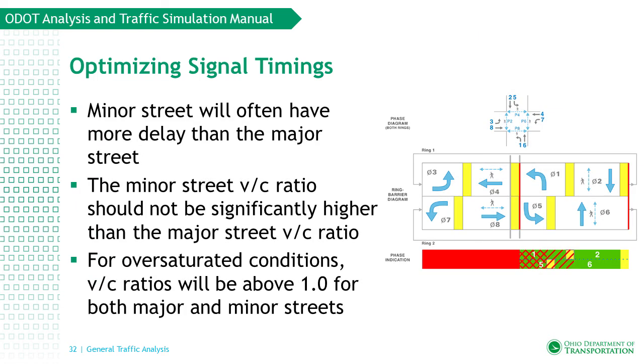When evaluating optimized signal timings, the minor street will often have more delay than the major street. This is acceptable, but the volume to capacity ratio for the minor street should be checked to make sure that it is not significantly higher than the major street volume to capacity ratio. In most cases, efforts should be made to ensure that the volume to capacity ratios for the minor street are not over 1. A few minor tweaks in the signal timings can alter the volume to capacity ratios so that no movements are over volume to capacity. It is understood that for oversaturated conditions, volume to capacity ratios will be above 1 for both major and minor streets.